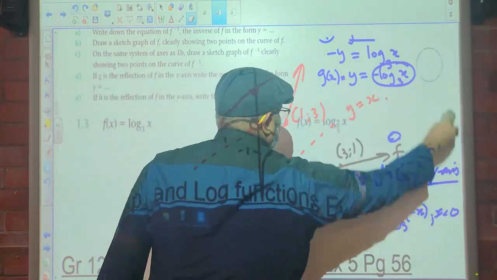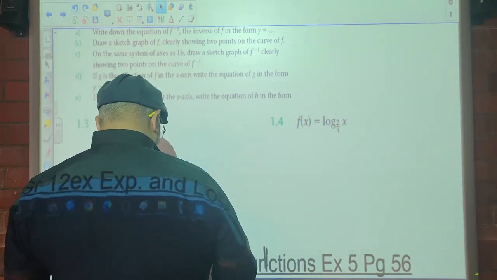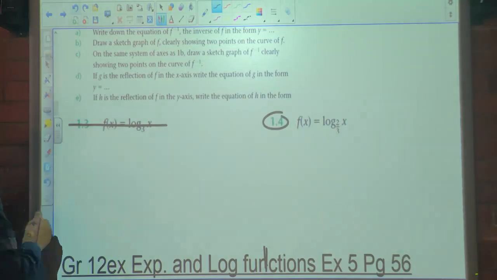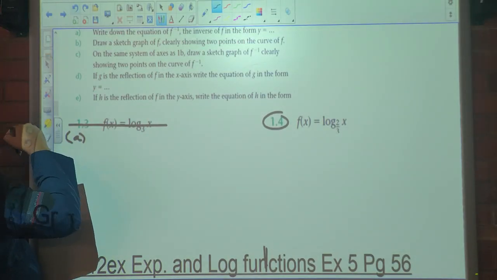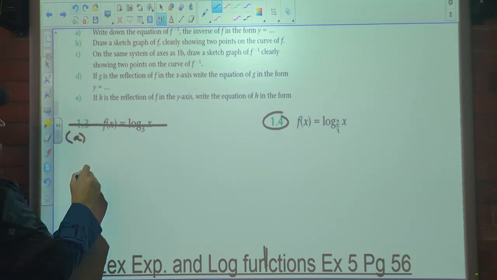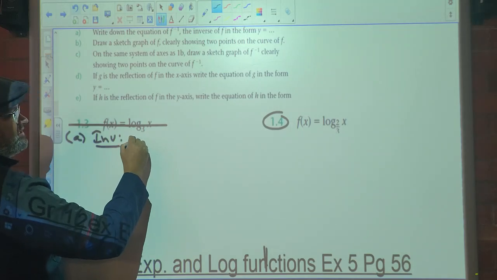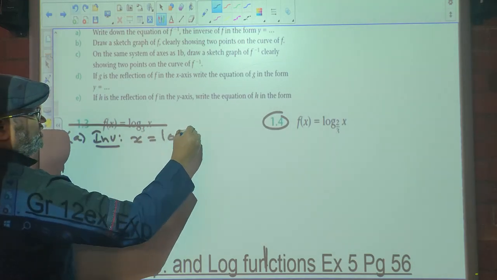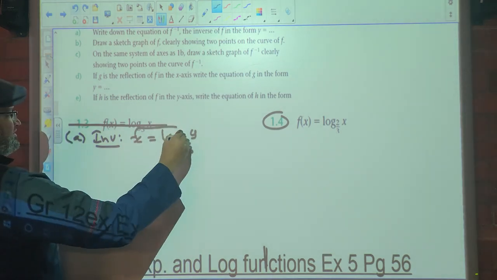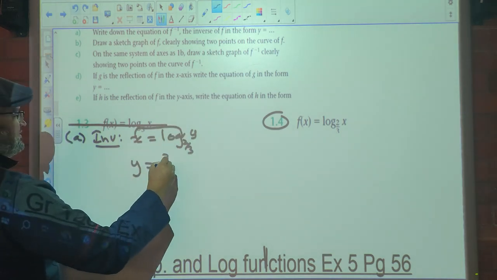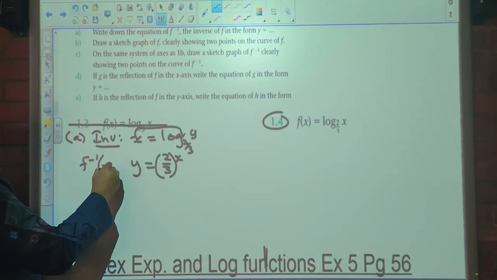Last one. 1.4. So in A they want you to write down the equation of the inverse function. So what do you do for the inverse function? Interchange x and y. So x is equal to log y base 2/3. So that's going on to the base, so y is equal to 2/3 to the x. That is the inverse function.